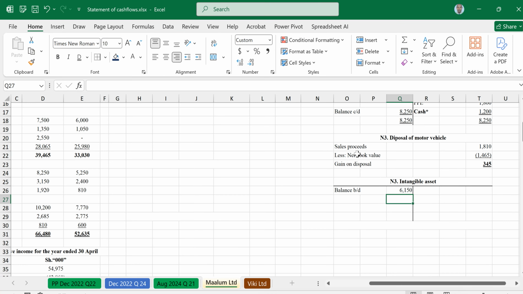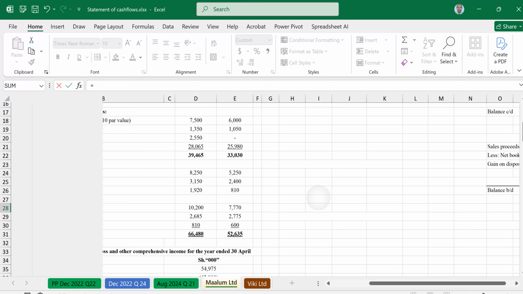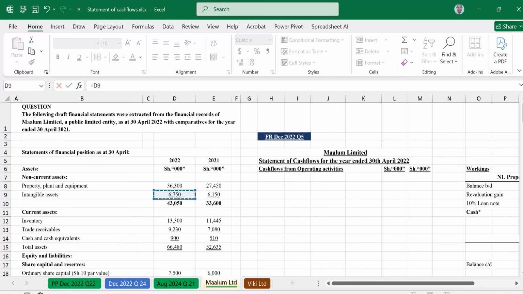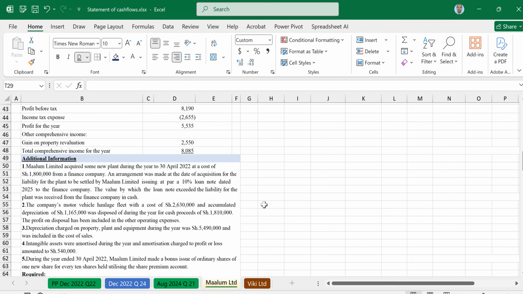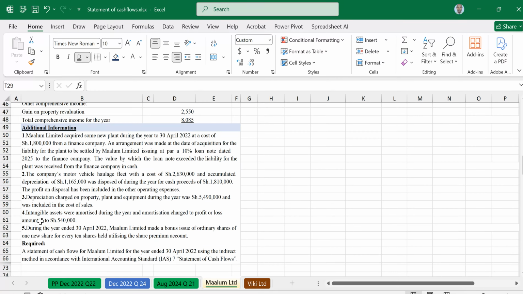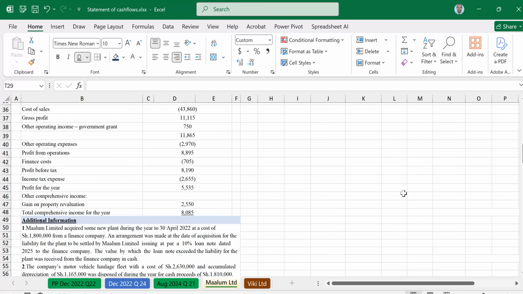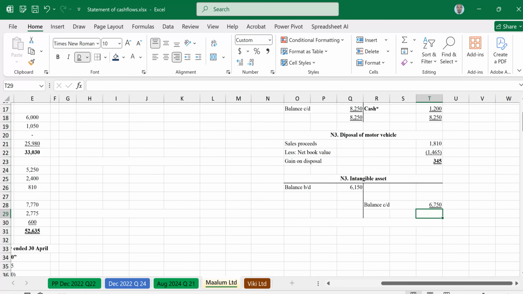We also have a balance carried down for the intangible assets, which amounted to 6750. Then additional information number 4. Intangible assets were amortized during the year, and amortization charged to the profit or loss was 540. So amortization was 540. Then of course you check if this is balancing or not.